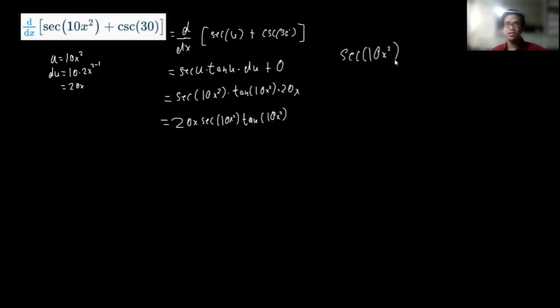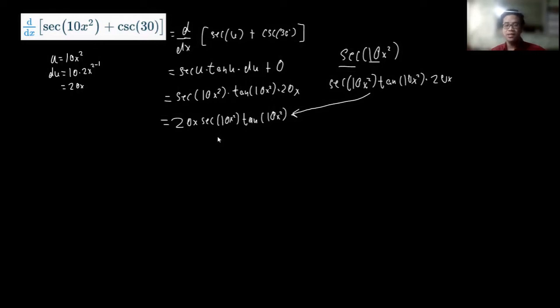So again, the summary of the steps is derive the outer, then the inner. What is the derivative of secant? It's still secant, then copy the input, 10x squared, times tangent of 10x squared. Then next is derive the inner part, which is your 10x squared. So this would be 20x. And then if you arrange it, that's it. So this could be your final answer.